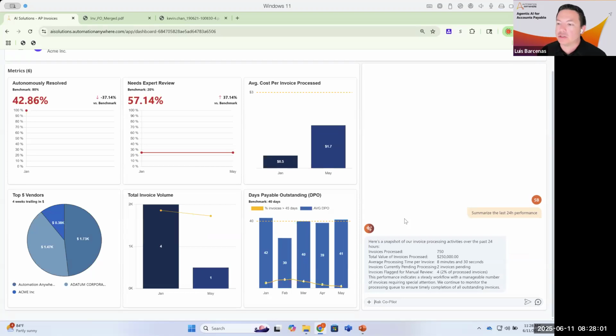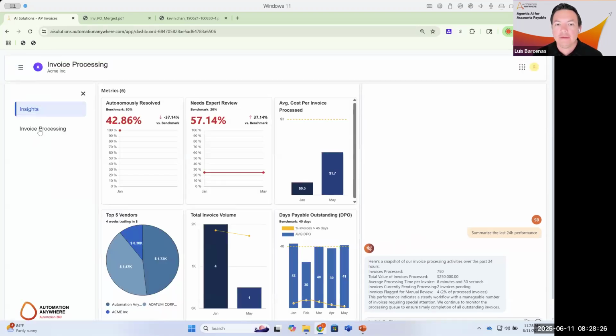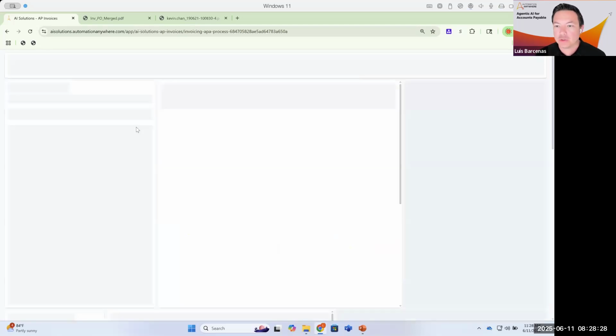But this assistant can also have statistical information and historical information as to how the entire operation is going. So in this case, I just asked a question about the last 24-hour performance, and you can see some of the metrics that the system is capable of providing to me, right there in natural language, in a very fast and immediate fashion.